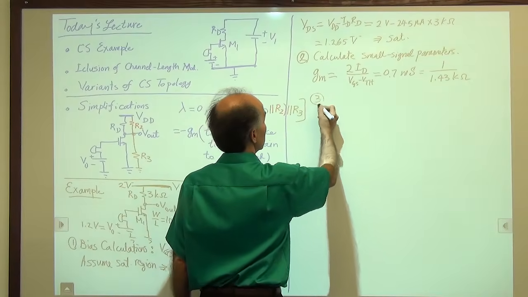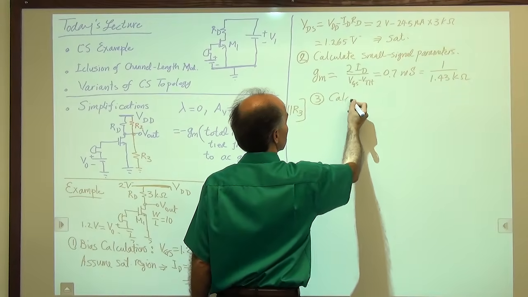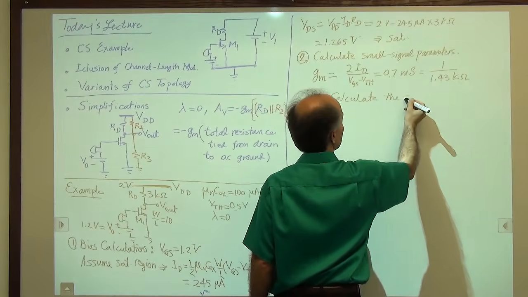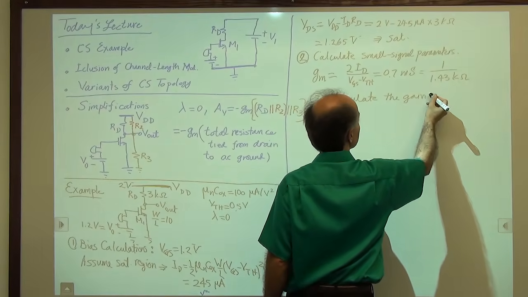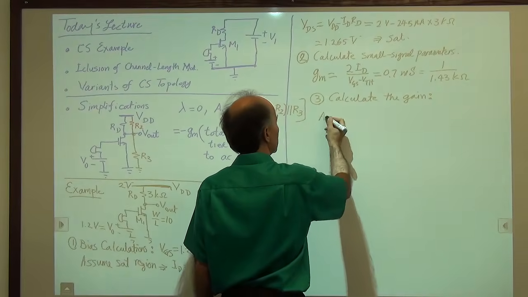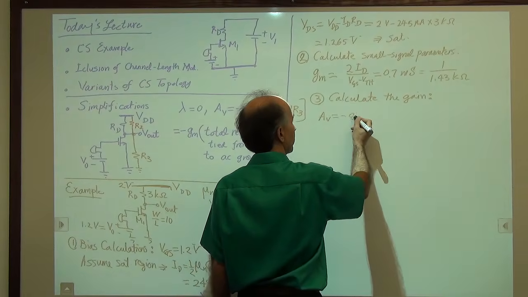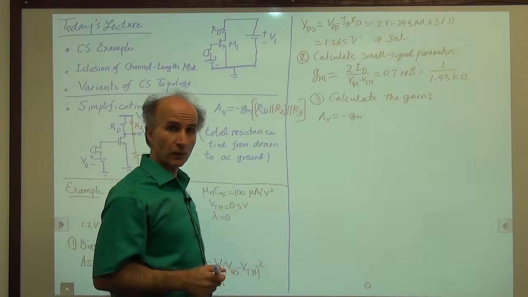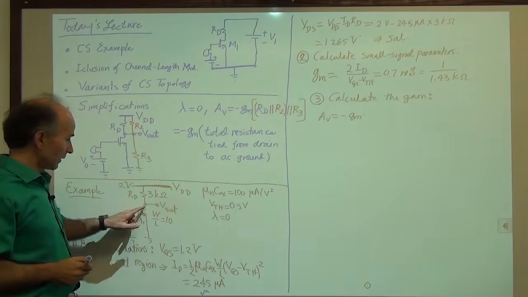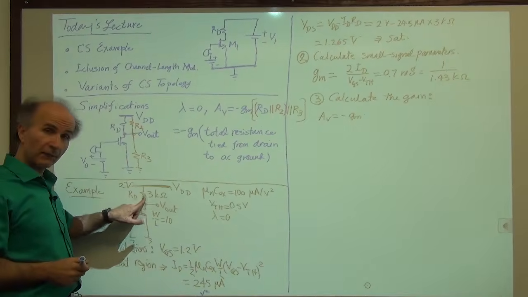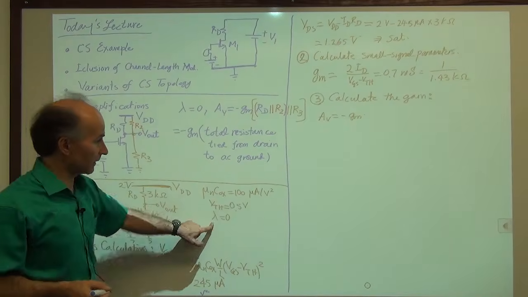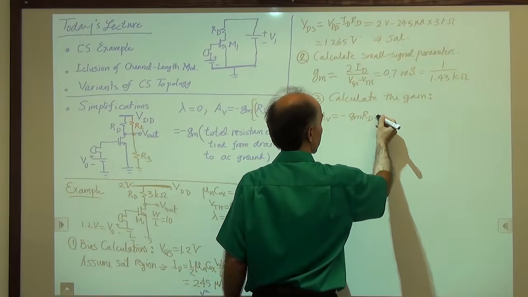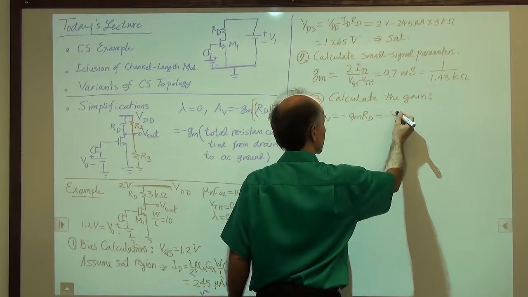So 3, calculate the gain. So AV is equal to minus GM times the total resistance tied between the drain and AC ground. And that's the only resistor we have, 3 kilo ohms. We don't have anything else. Lambda is 0. So that's equal to minus GM RD. And that comes out to be minus 2.1.